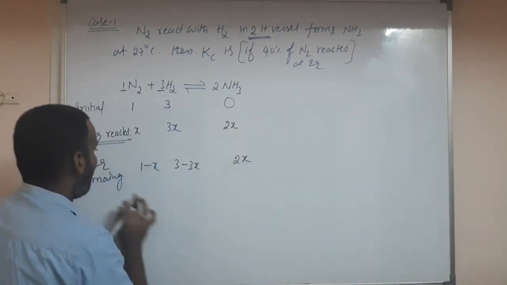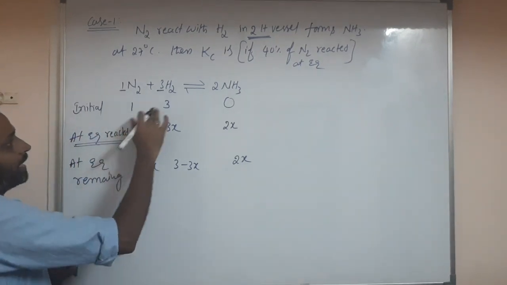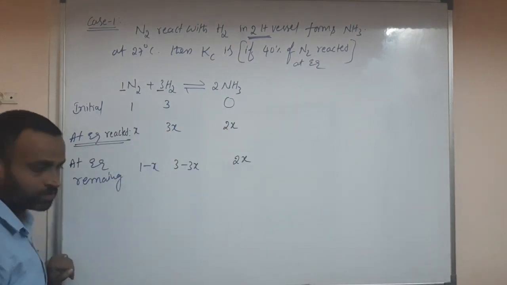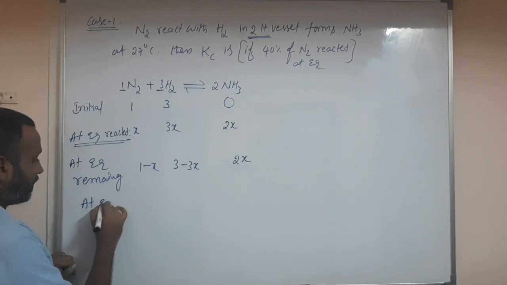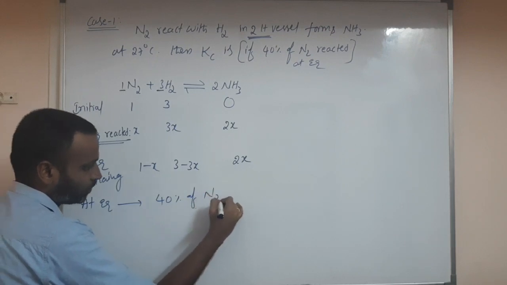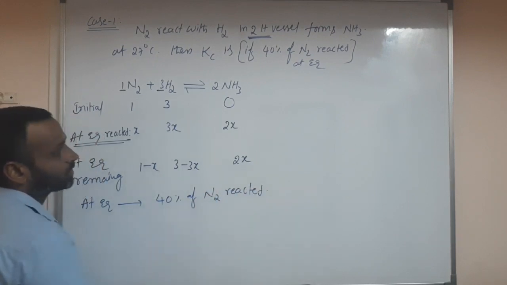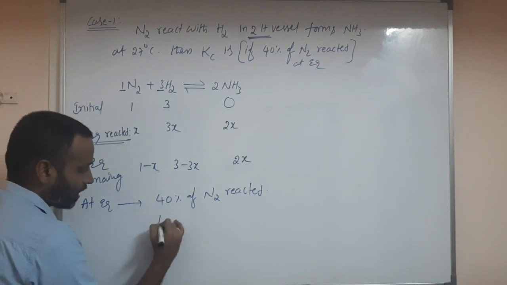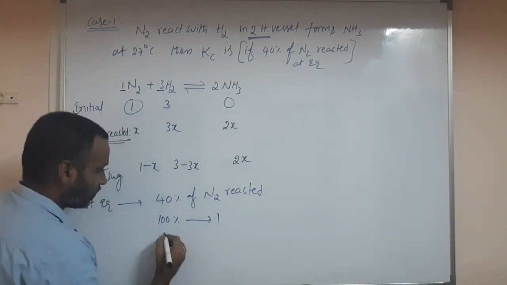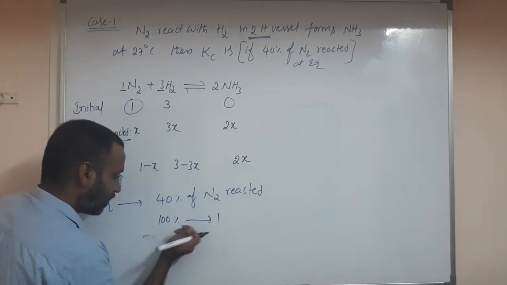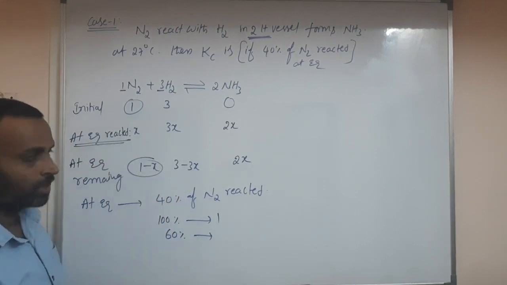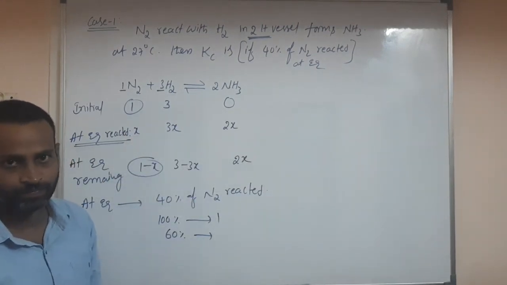2x moles will be there at equilibrium, because 1 mole and 3 moles give 2 moles in the reaction. So x and 3x moles will give 2x moles. At equilibrium, I told you that 40% of N2 reacted. What is the meaning of that? 100% means 1 mole. So 40% how much can you take, or 60% how much can you take? 60% will be 1 minus x, and 40%, x moles, reacted.